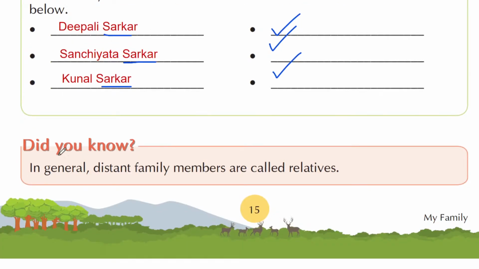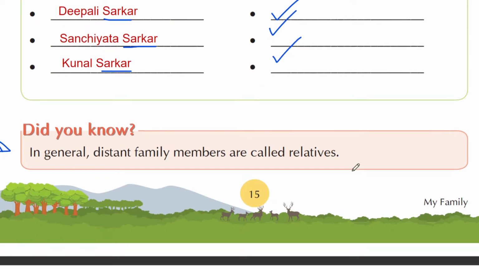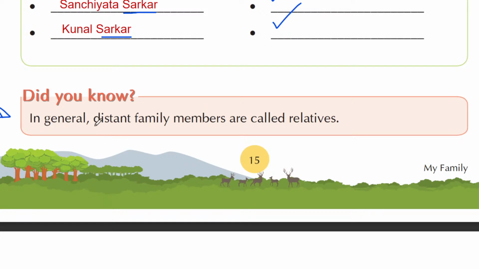Now do you know what is written here? In general, distant family members are called relatives. There are many family members who live far away from us. So they are known as relatives. You can underline this sentence: distant family members are called relatives.